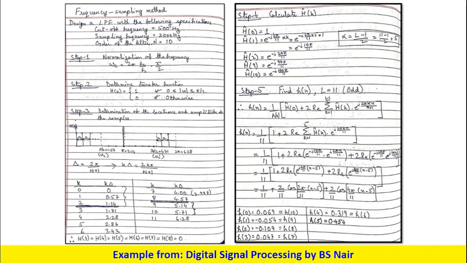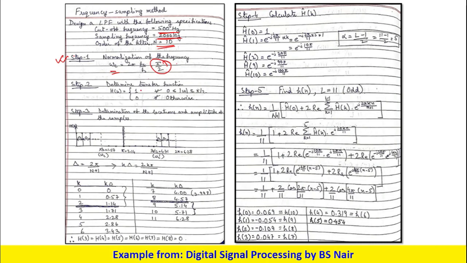Now, there is another method which is regarded as the frequency sampling method. Okay, so by the frequency sampling method we can design the filters. So let us see how we can design that. Over here it's given: design a low pass filter with the following specification: cutoff frequency of 500 Hz, sampling frequency of 2000 Hz, and order of the filter is 10. Okay, so the first step over here is the normalization of the frequency. We have already discussed omega c equals 2 pi fc by fs, so it comes out to be pi by 2.